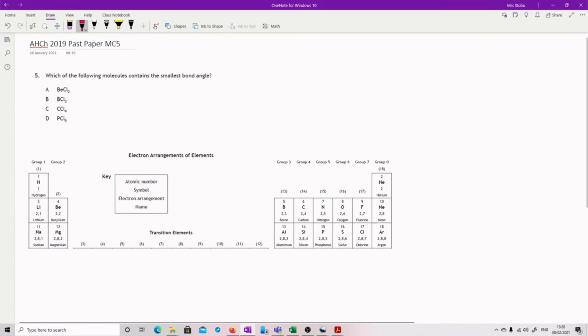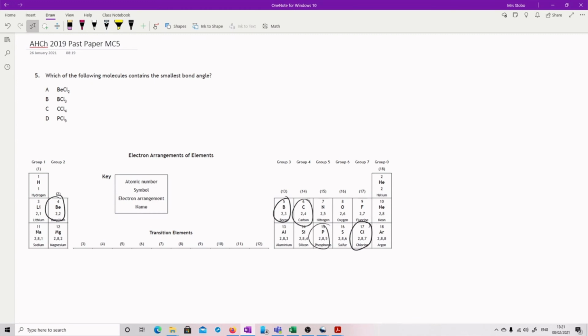Okay, again, because the data book is your friend in the exam, I've gone and found something from the data book to help with this one. Right, so we've got, which of the following molecules contains the smallest bond angle? So all of these are reacting with chlorine. Chlorine is just bringing one to the party, as it were. It just is going to bond at one point. And we are looking at beryllium chloride, boron, carbon, and phosphorus.